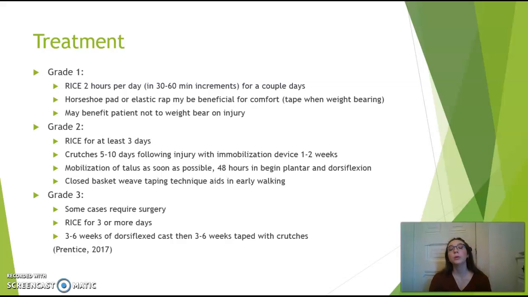Grade 3, most require surgery at this point, which means that they're going to be off of it for longer. 3 to 6 weeks, they're going to be in a cast, dorsiflexed, and then 3 to 6 weeks after that, taped with crutches.